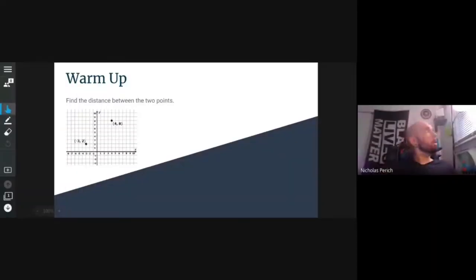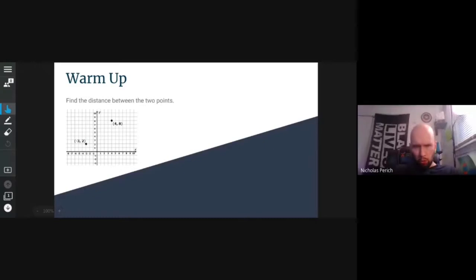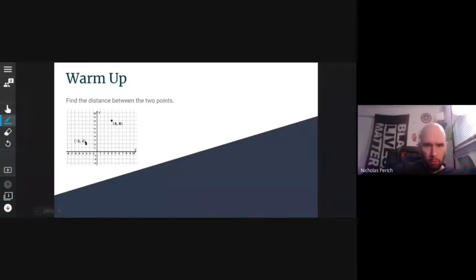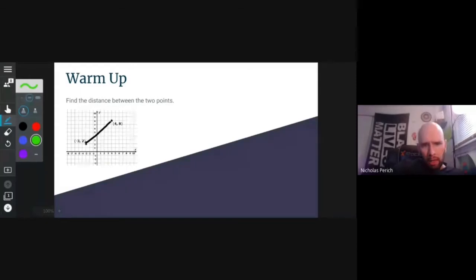Find the distance between the 2 points. Well, I have 2 points on a coordinate plane, and I have a hard time being able to tell how long that is from dot to dot. So what I'm going to do is draw a line there, dot to dot, and I'm going to turn that line into the hypotenuse of that right triangle there.